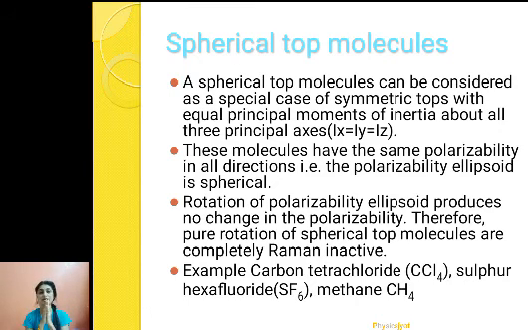Here, in the case of spherical top molecules, rotation of the polarizability ellipsoid doesn't produce any change of polarizability, and that is why we cannot observe Raman spectra for these molecules, and they are completely Raman inactive. Examples of Raman inactive spherical top molecules are carbon tetrachloride, sulfur hexafluoride, methane, and so on.